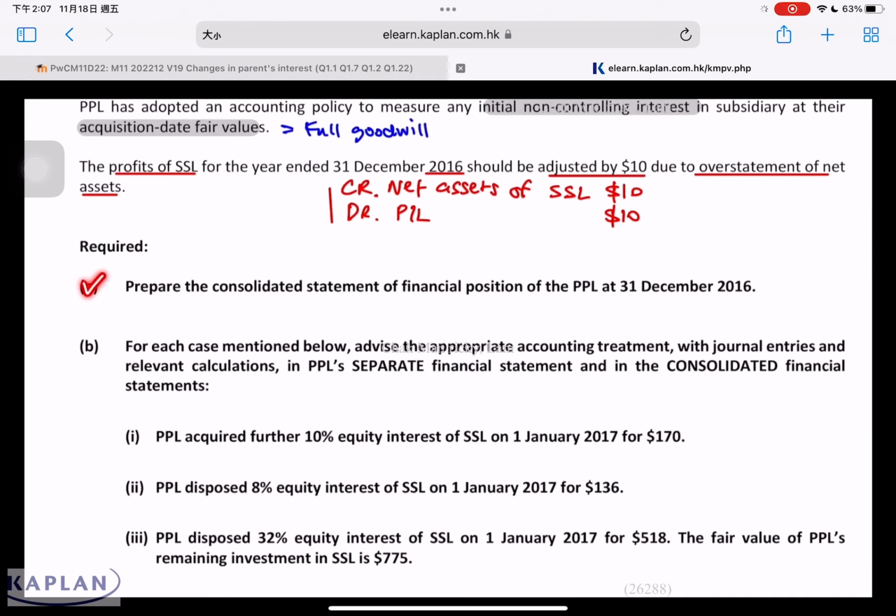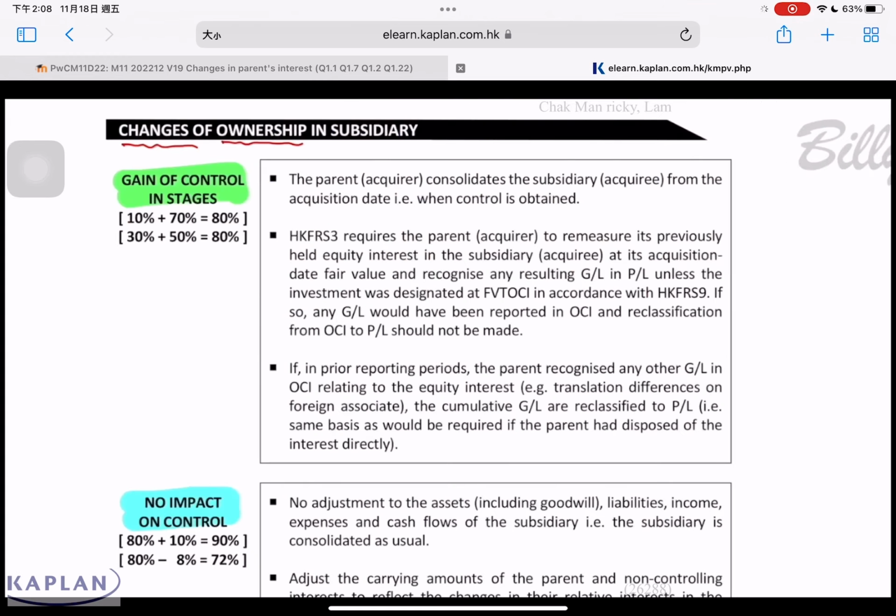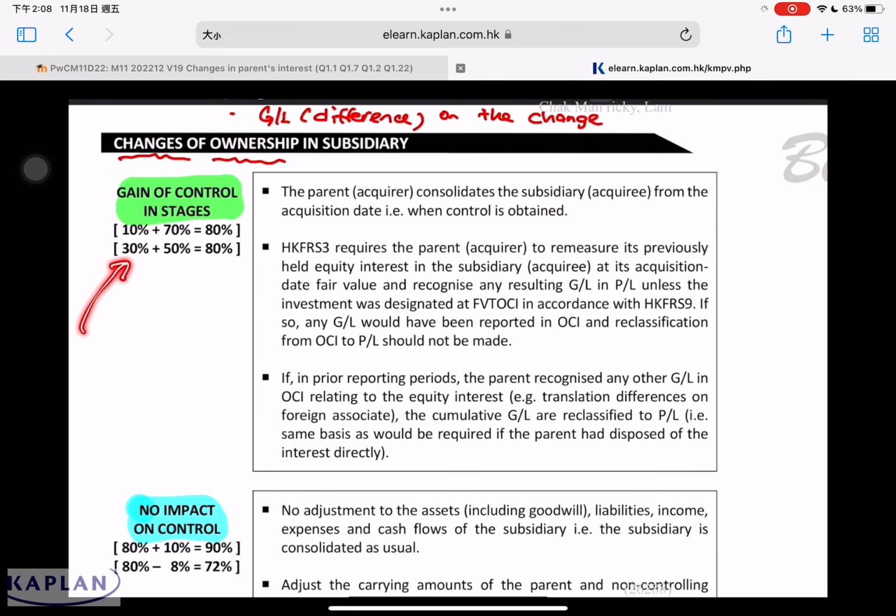Part A is talking about piecemeal acquisition. 30% plus 50% equals 80%. This is what we did just now. Can you look at the notes on this issue? Please refer to page 23. This is what we discussed earlier on. From 30% increase by 50% to 80%. 30, 50, 80. If the question asks you to discuss, you can use the point here. Obviously, when you use the point, you must apply the question.